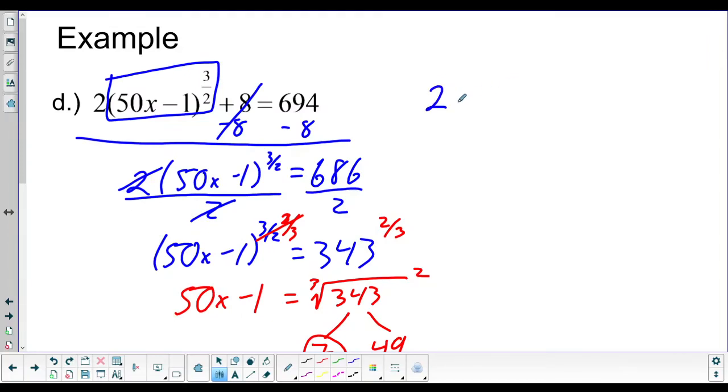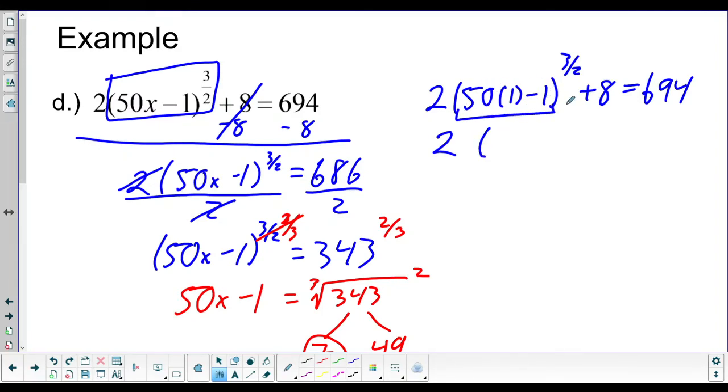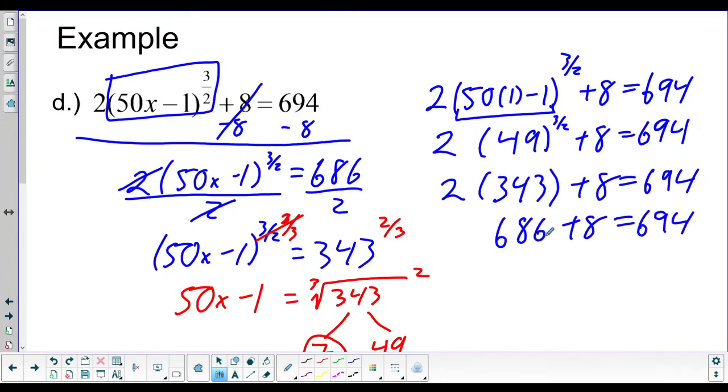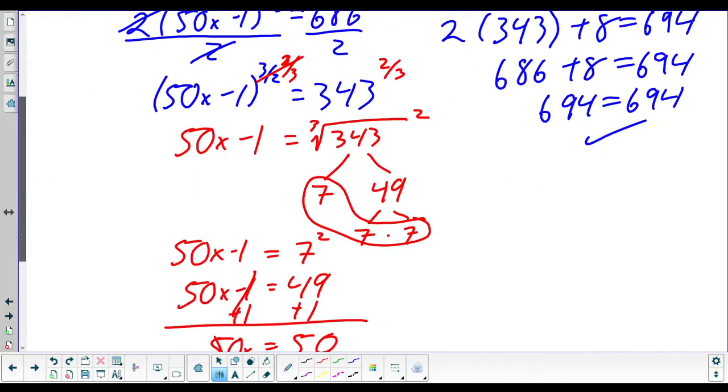So we have 2 times (50 times 1 minus 1) to the 3/2 power plus 8 equals 694. 50 times 1 is 50. 50 minus 1 is 49. So this parentheses simplifies to 49. The 3/2 power plus 8 equals 694. 49 to the 3/2 power is going to be, we plug it into a calculator, it's 343. 2 times 343 is 686 plus 8. 686 plus 8 is 694. And everything works out in the end. Check mark. So x equals 1 is our solution.